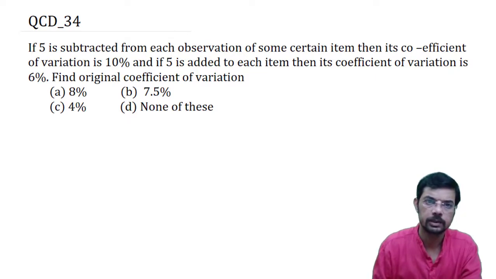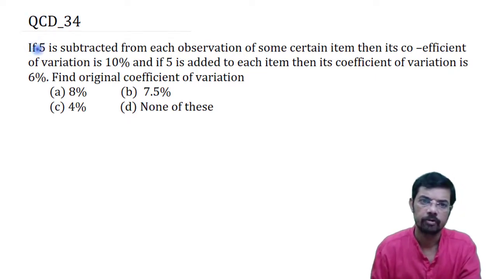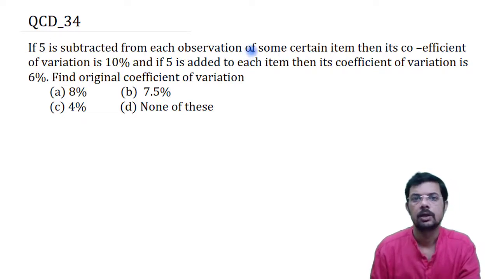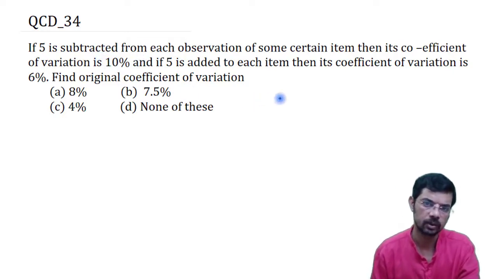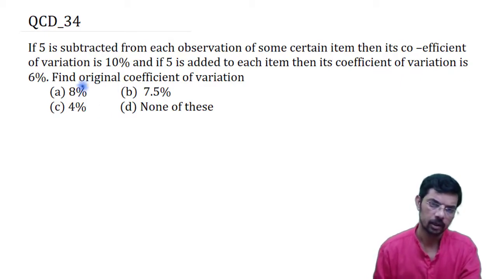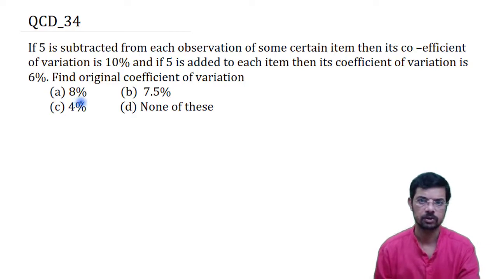In question number 34, what we have here is, if 5 is subtracted from each observation of a certain item, then its coefficient of variation is 10 percentage. So let the observation be x. So 5 is subtracted from each observation, then the coefficient of variation is 10 percentage. And if 5 is added to each of them, then the coefficient of variation is 6 percentage.